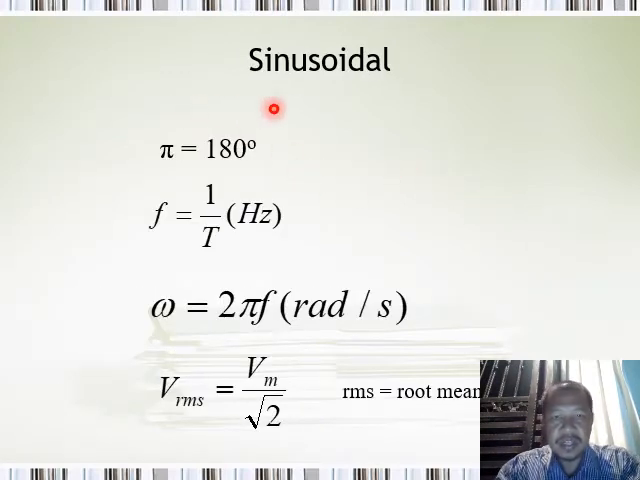So these are a few common equations for a sine wave. Pi radian is equal to 180 degrees. F equal to 1 over T, or T equal to 1 over F, vice versa. F is in unit hertz. Omega is 2 pi F in unit radian per second, and VRMS is Vmax over root 2. RMS means root mean square.